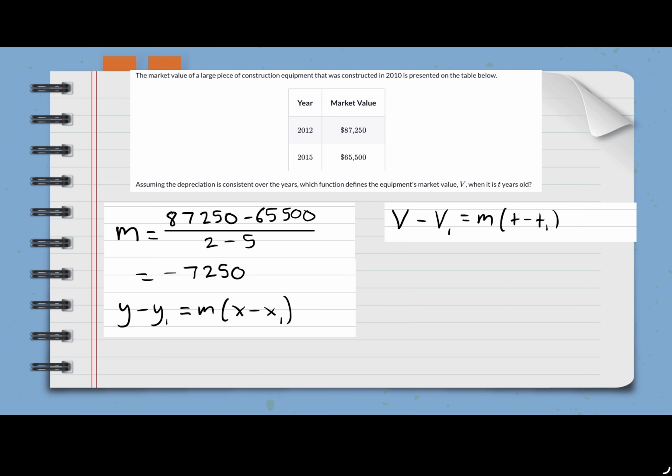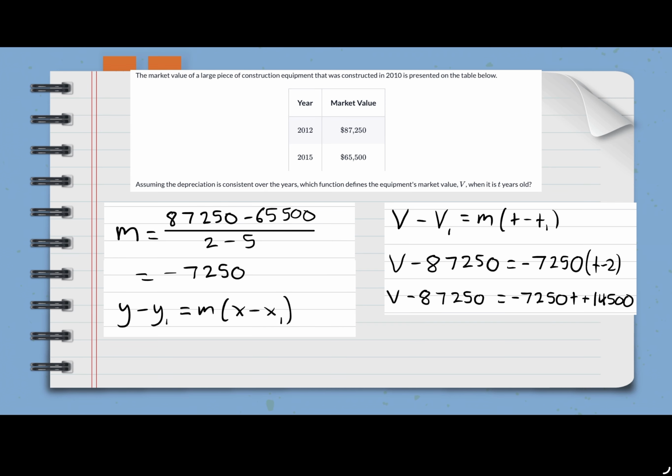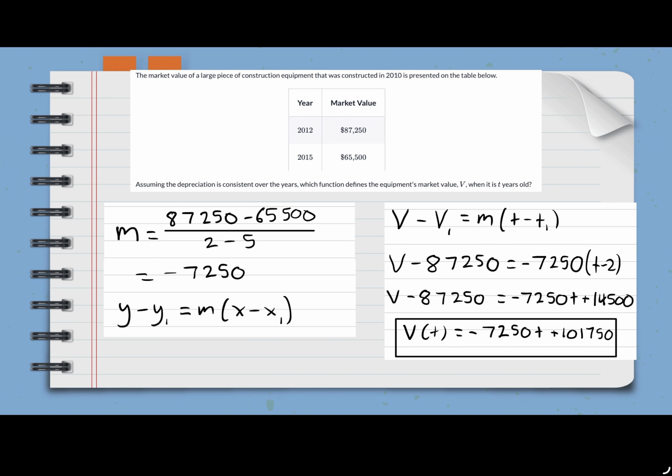So we'll convert this to our v and t instead of y and x, and then we'll get v minus 87,250, and we'll just plug in x1 as 2 from 2012, our initial points, and we'll just solve it out, and you'll end up with v of t equals negative 7,250 t plus 101,750.